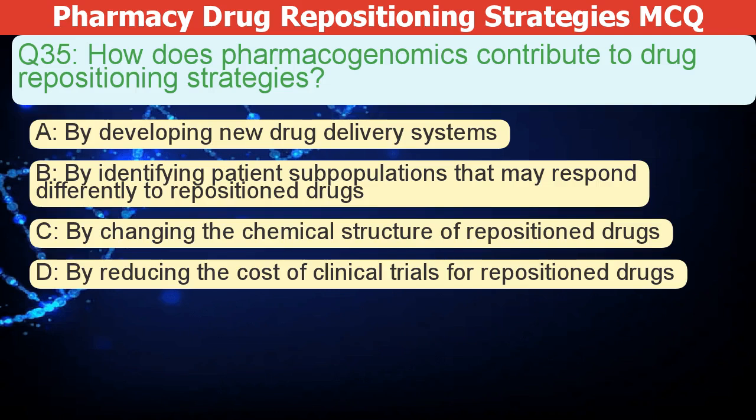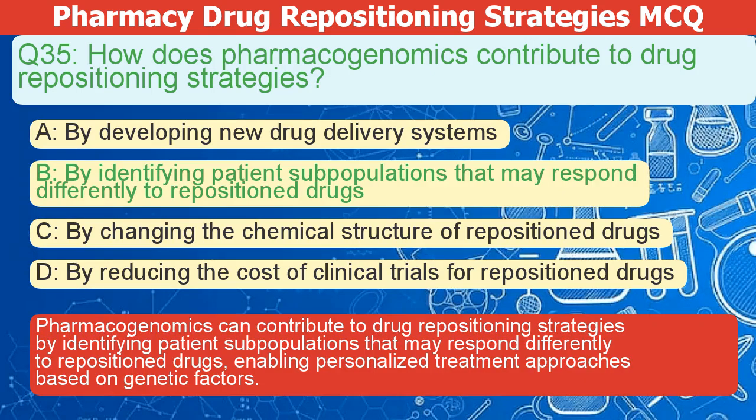How does pharmacogenomics contribute to drug repositioning strategies? A. By developing new drug delivery systems. B. By identifying patient subpopulations that may respond differently to repositioned drugs. C. By changing the chemical structure of repositioned drugs. D. By reducing the cost of clinical trials for repositioned drugs.